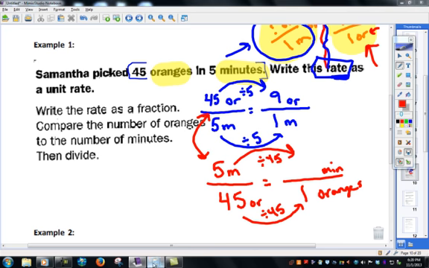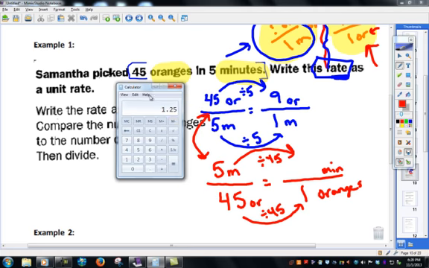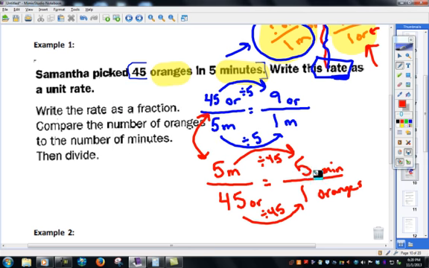Now the biggest thing that I see students do when they do this is right here. They make this mistake. They type it in, they go 45 divided by 9, and they get 5. And they say, okay, 5 minutes. It took 5 minutes to pick one orange. And I look at them and say, wait a minute. I didn't mean 5, I meant 9. But regardless, they do 45 divided by 9, they get 9 minutes.